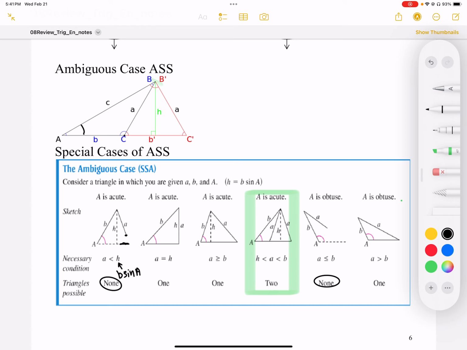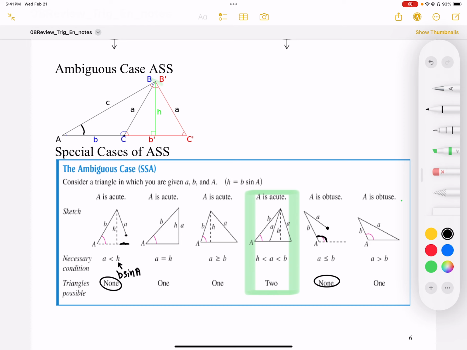The other case is when we have an obtuse angle. So A is obtuse. So this angle is bigger than 90 degrees. And side A is shorter. Or again, in that case, this cannot touch this line here and cannot make any triangles. So we have a zero triangle case here. So that's an angle side side where we have no triangles that can be made.